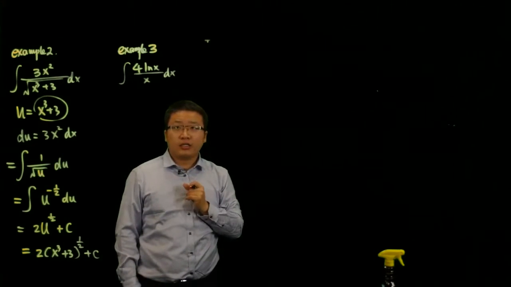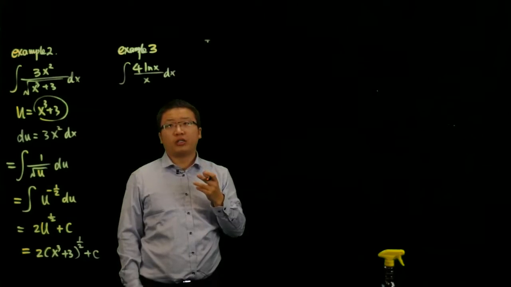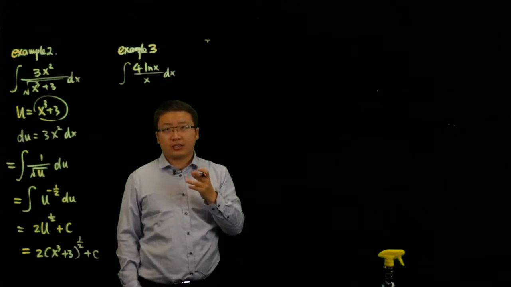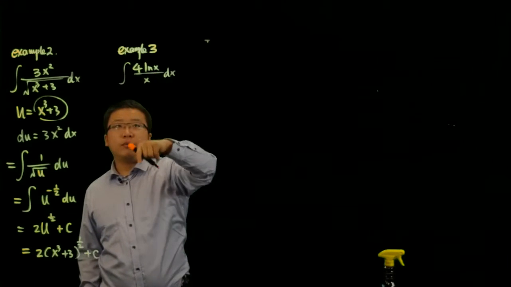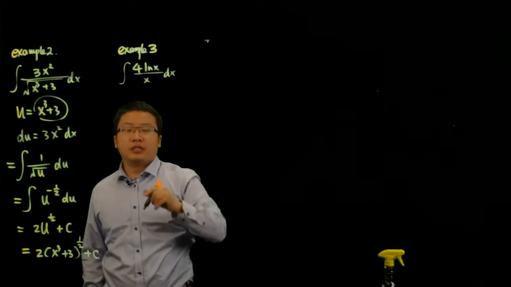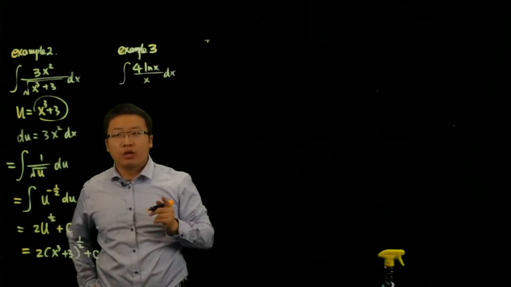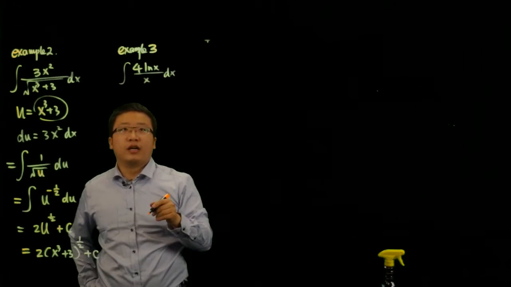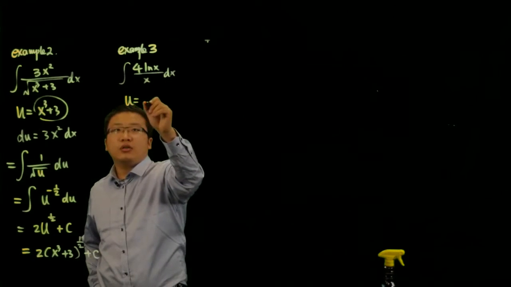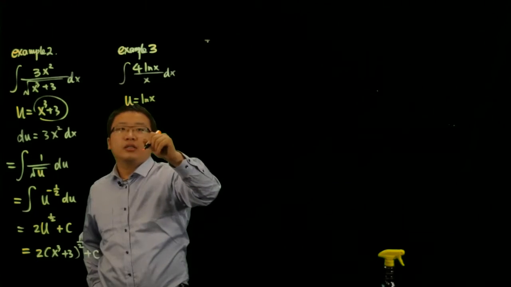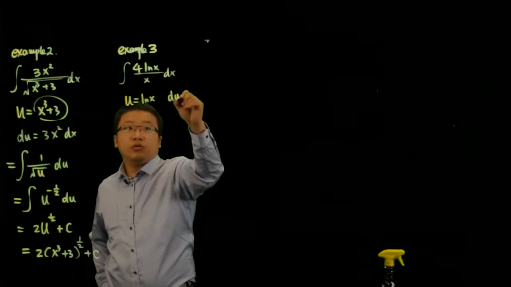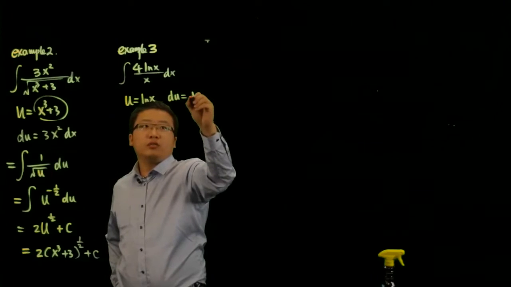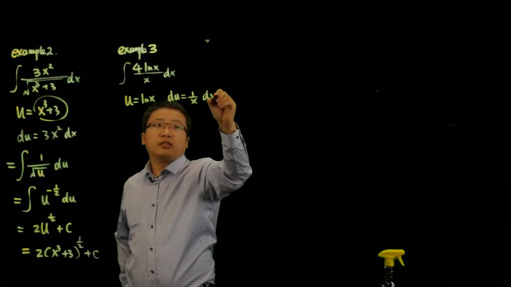Then you want to recognize, is there any connection between the 2 parts of my x or my variable? So on the top is natural log of x. On the bottom is x, which is like 1 over x. So the derivative of natural log of x is 1 over x. Therefore, I'm going to set u equal to natural log of x. And the du, which is taking the derivative of this, is 1 over x dx.